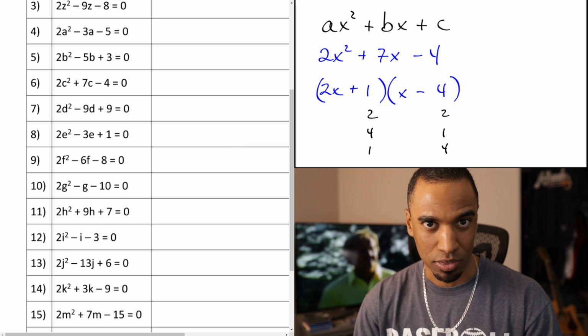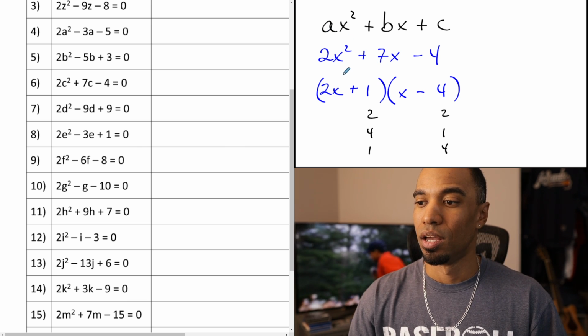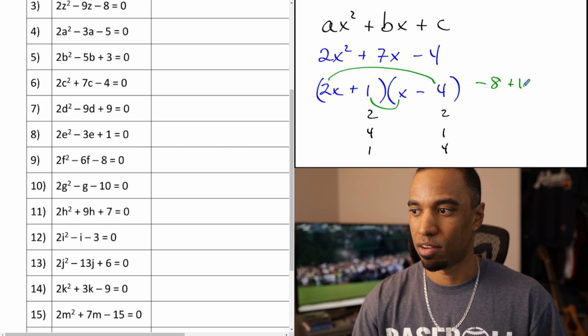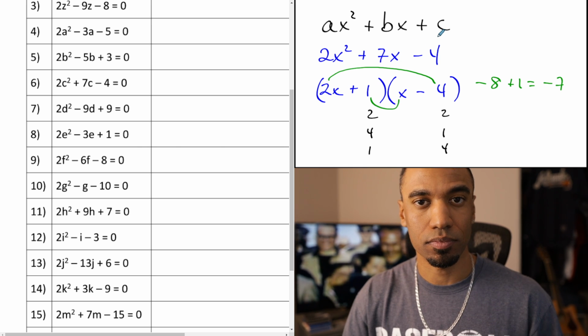Again, you're not asking about that, but I'll talk about some other stuff with this. This still might be the wrong answer. 2 times negative 4 is negative 8. 1 times 1 is 1. Negative 8 plus 1 is negative 7. Oh shoot, I wanted a positive 7.